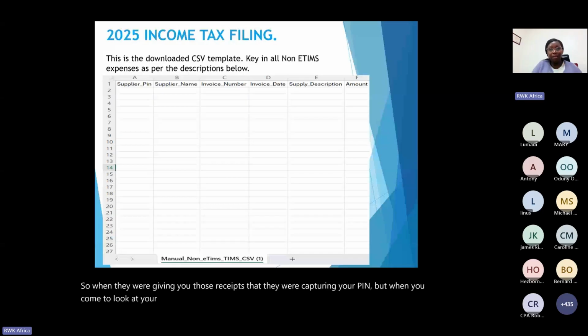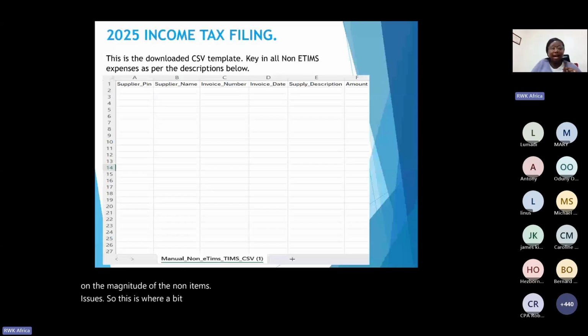Supplier PIN is not necessary. Supplier name, for instance, Toto Thika Road, invoice number or receipt number, you put it there. Invoice date or receipt date, put it there. Supplier description, fuel, amount. There are some companies who are having 5,000 entries, 6,000 entries, 10,000 entries, depending on the magnitude of the non-items issues. So this is where a bit of problem is coming in.